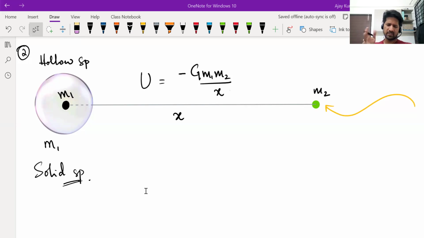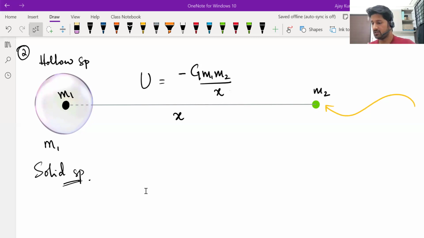Okay, so irrespective of whether it's a hollow sphere or a solid sphere, when the other mass is outside the sphere, you can treat the sphere as a single particle placed at its center. But remember, all this is valid for uniformly distributed spheres. If they are non-uniform, we cannot say. Towards the end of the chapter, we'll solve such questions also. But for now, we'll assume spheres are uniform.